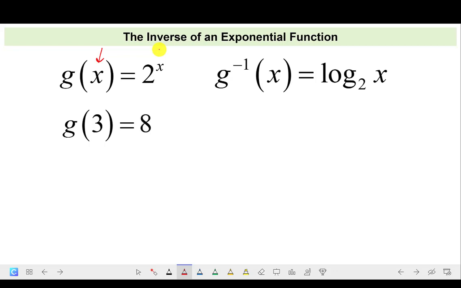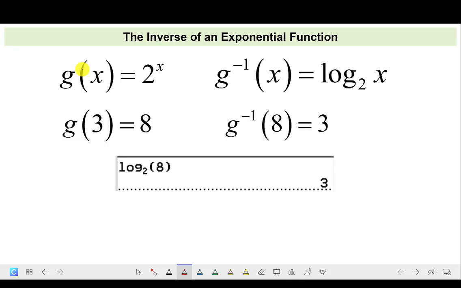So I should be able to take this 8 now and plug it into its inverse, right? And what should I get out? I should go right back to where I started. I should get the 3 from where I started. And that's exactly what happens. You can verify that with your calculator if you like. If you don't trust me, your calculator has all the brains.